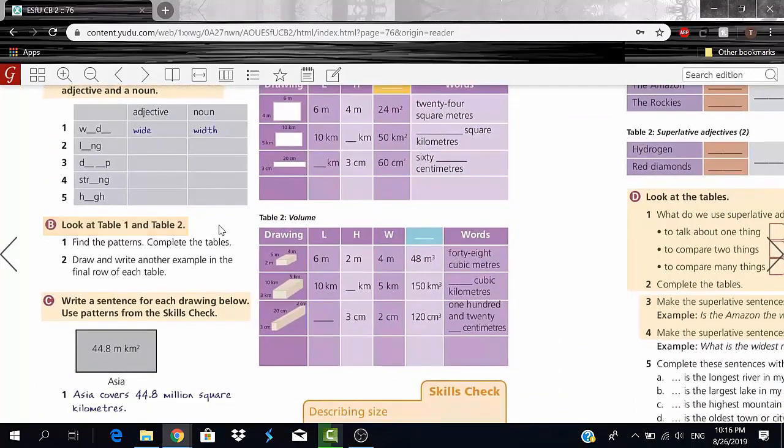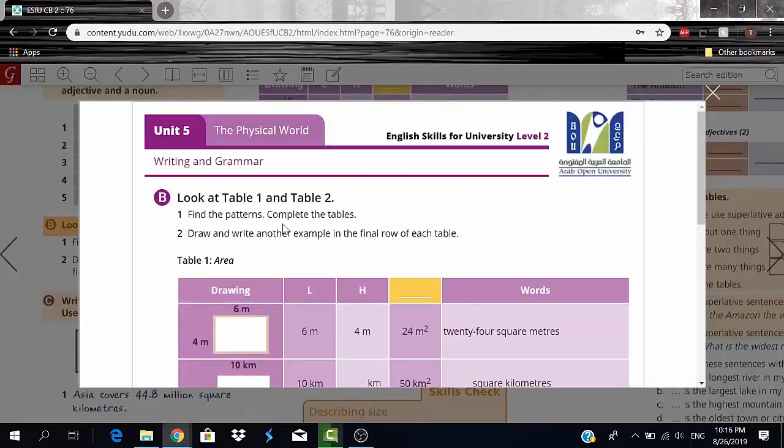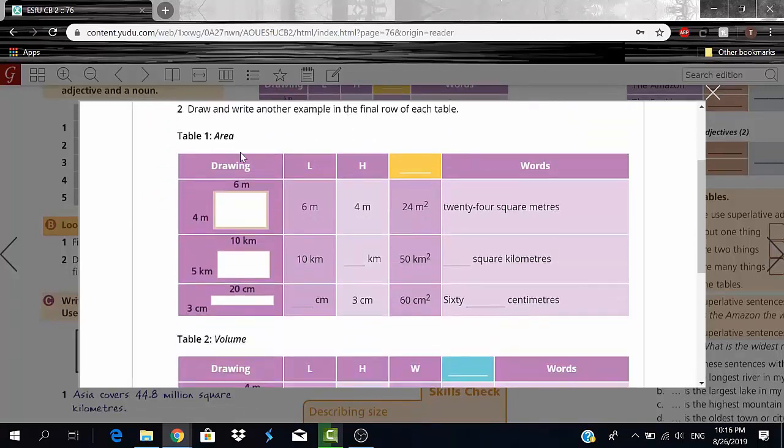Now, look at table 1 and 2. Here we have exercise B. We got to find a pattern between the two. So let me actually open this. Okay, so here we have table 1. You can see he's talking about the area, right? So here we have L stands for length, H stands for height, and right after that we have, obviously because table 1 says area, so we'll just write probably like an A here, okay, and then words. So 6 meters is the length, 4 meters is the height, and 24 square meters is the area, okay?